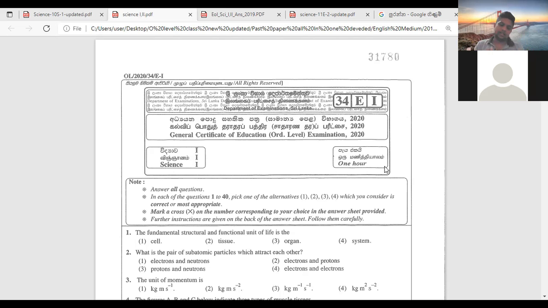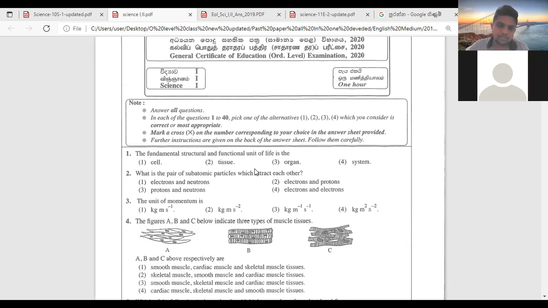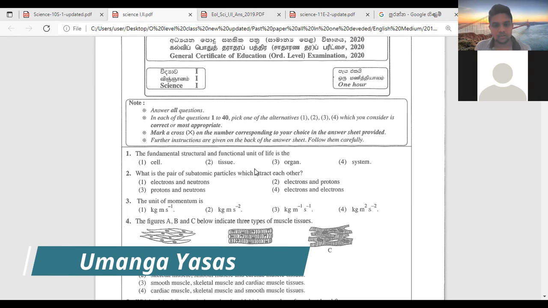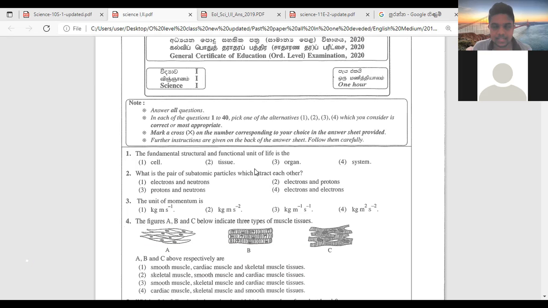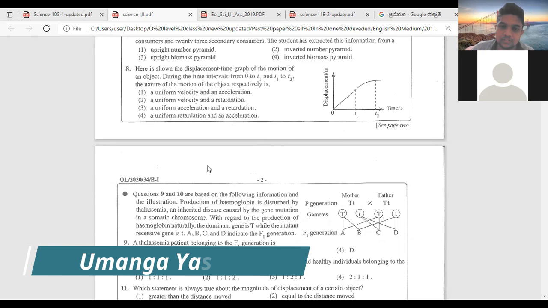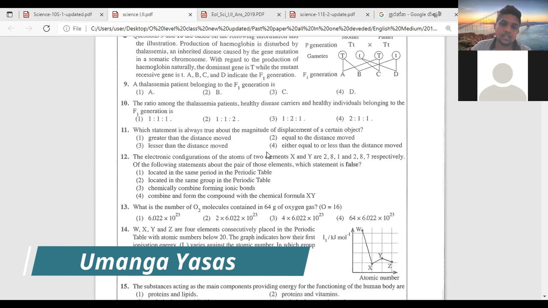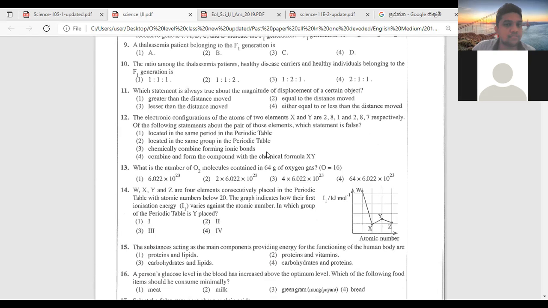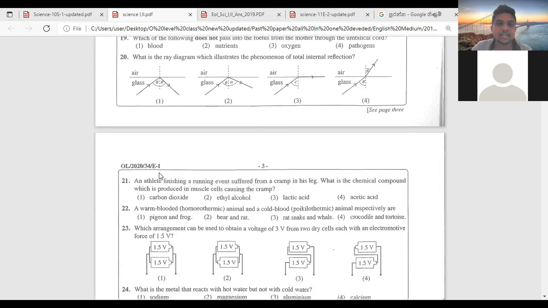Okay, so when we come to the MCQ paper, from the 40 MCQs, the first few MCQs are very easy. With the theoretical knowledge, you can easily take your marks. You can easily mark the answer correctly with the knowledge that you have, because they are basically focusing on the theory part. First 10 to 15 questions. Then after that there are some more calculation, more advanced questions from 15 to 30, 35.